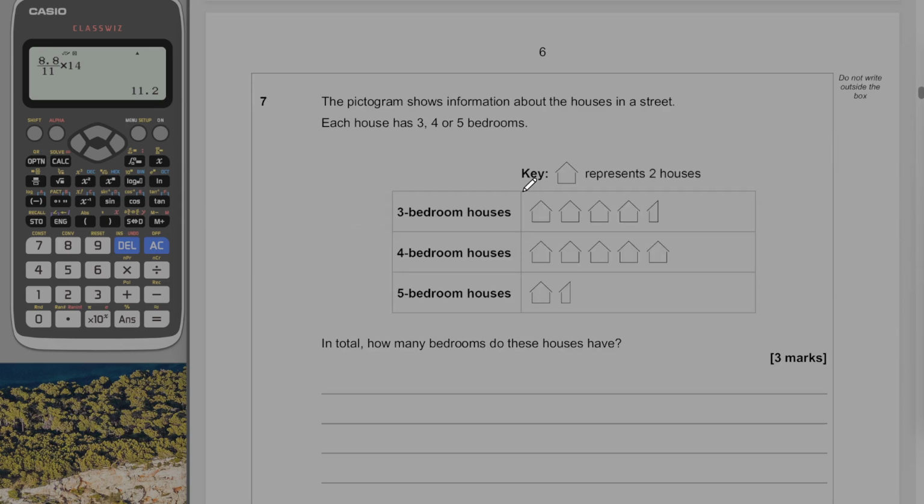Okay, question 7. Pictogram. A pictogram shows information about the houses in a street. Each house has 3, 4, or 5 bedrooms. There we've got the pictogram. In total, how many bedrooms do these houses have? So this is quite an interesting pictogram question. They're not that common. We're not working out the total number of houses. We're working out the total number of bedrooms.